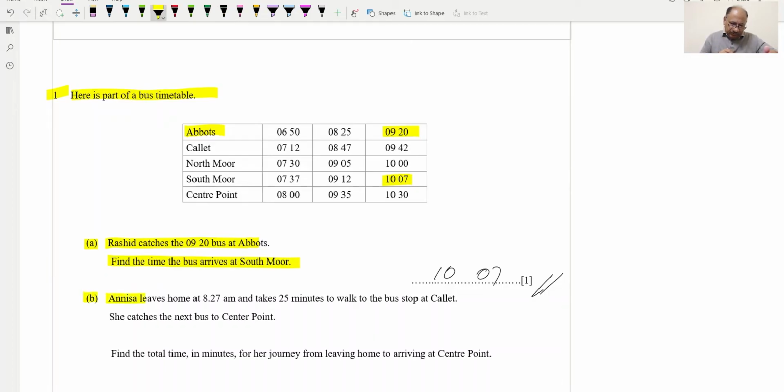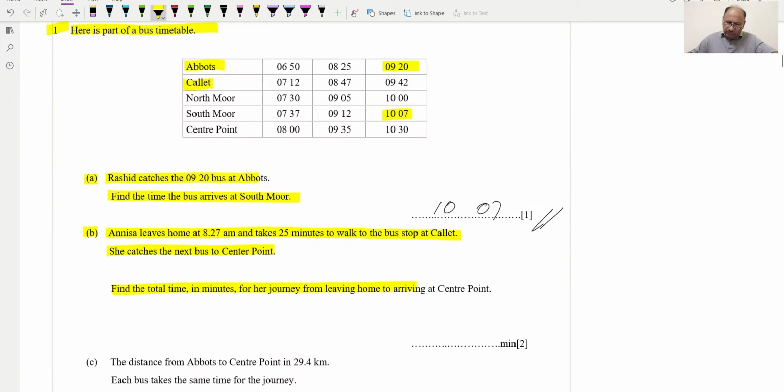B part: Anissa leaves home at 8:27 a.m. and takes 25 minutes to walk to the bus stop at Calais. So this one, and she catches the next bus to Center Point. Find the total time in minutes of her journey from leaving home to arriving at Center Point.